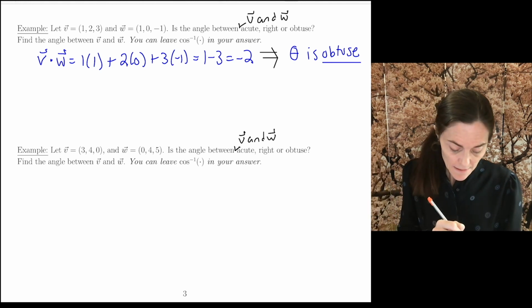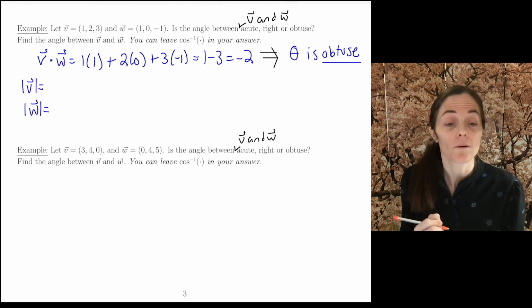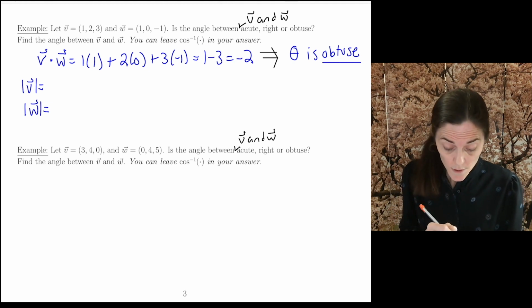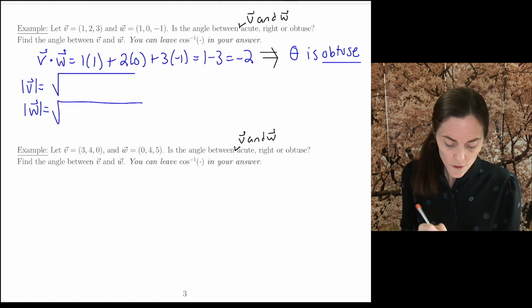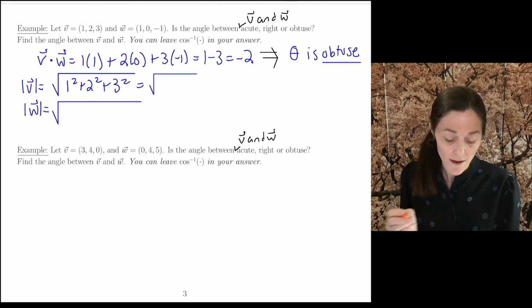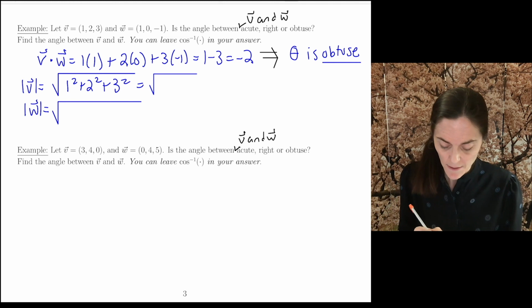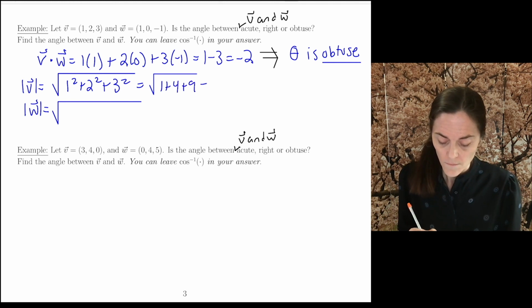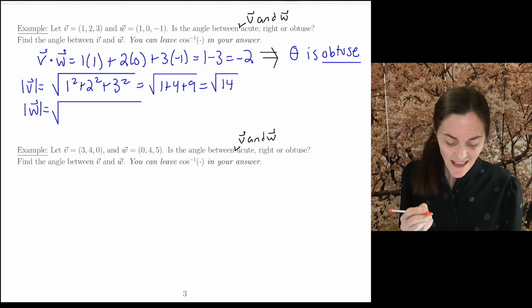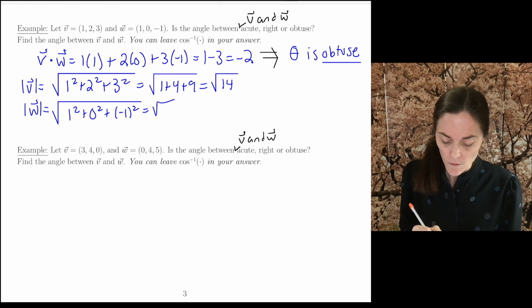Now, the other pieces of information I need are the length of v and the length of w, and these are both square roots. So here, length of v is the square root of 1 squared plus 2 squared plus 3 squared. We have 1 plus 4 plus 9. This is square root of 14. This is length of v. And then for length of w, we have 1 squared plus 0 squared plus minus 1 squared. This is the square root of 2.